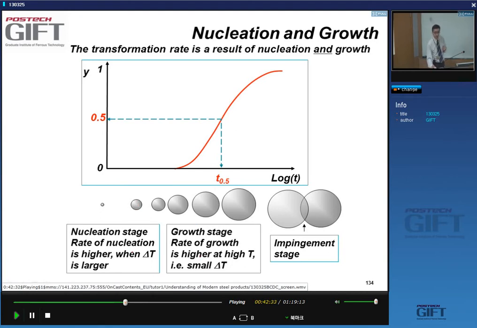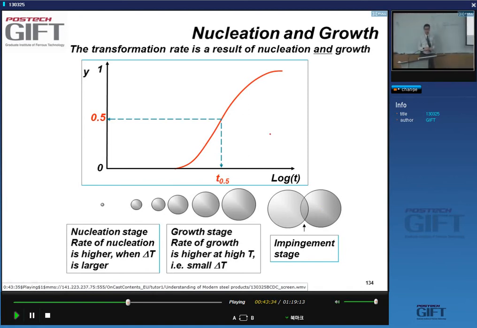And what we see is that in the nucleation stage, the rate of nucleation is high when the undercooling is high. The reason is because the driving force for the formation of pearlite is high. And the growth stage is high at high temperature, because at small delta T's, the higher the temperature is, the easier we have diffusion, and diffusion is required to form the pearlite. Eventually, this curve doesn't continue to increase, but it falls off. I get this S-type curve, and that's because the particles are in the impingement stage. They have become so large that they touch each other, and they cannot grow in all directions anymore. So it's the impingement stage.